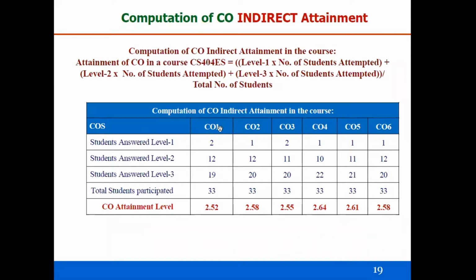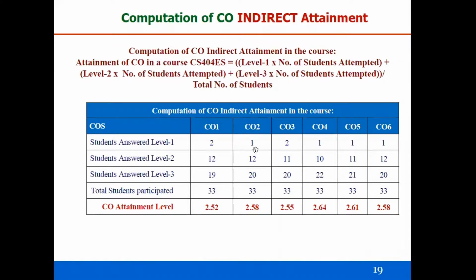First, let us take CO1. So CO1 level 1, that is 1 into number of students attempted with level 1, 2. So 1 into 2 plus then level 2, that is 2 into number of students attempted with the level 2, 12 students, that is 2 into 12 plus then level 3, 3 into how many students attempted with level 3 for CO1, 19. So 3 into 19 whole divided by the total number of students, so 33. Even if you take x plus y plus z also, you will get the same count. Now after simplifying this, with the above formula, you will get 2.52.